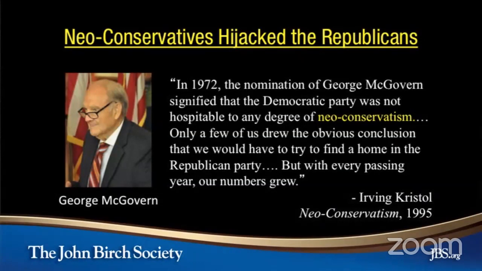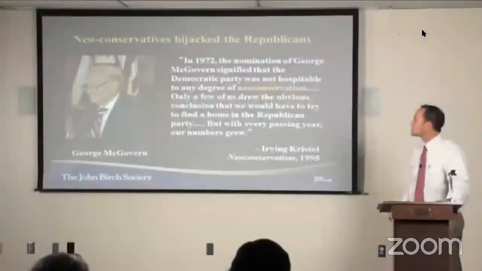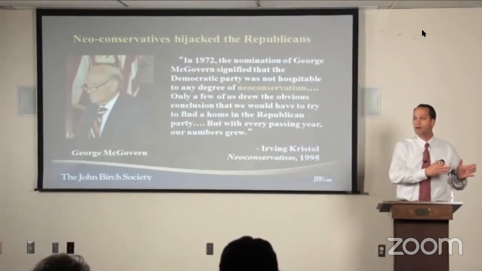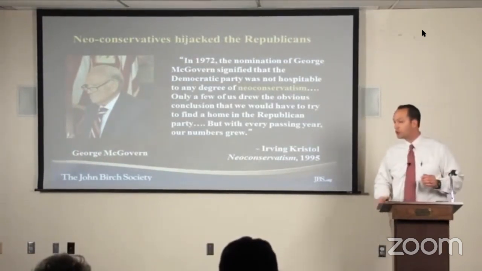But with every passing year, our numbers grew. More and more people migrated from the Democrat Party to the Republican Party because they rejected the George McGovern version of the Democratic Party, which was an open embracing of the hippie movement and things of that nature. And so very much we saw a migration from the Democrat Party and an infiltration of the Republican Party, steering the Republican Party in a new direction, that of neoconservative.